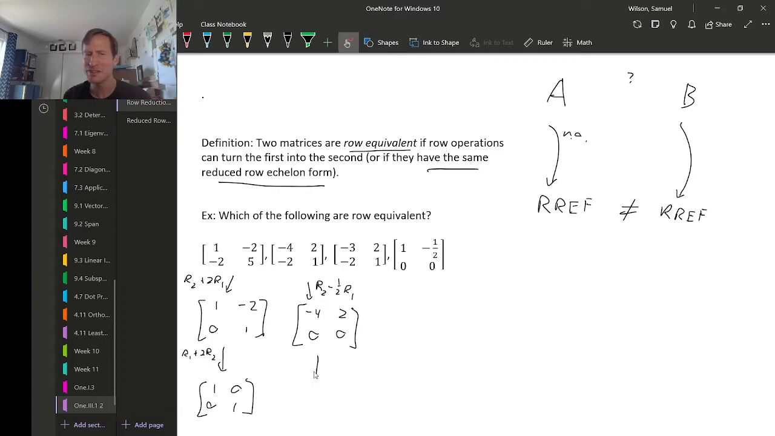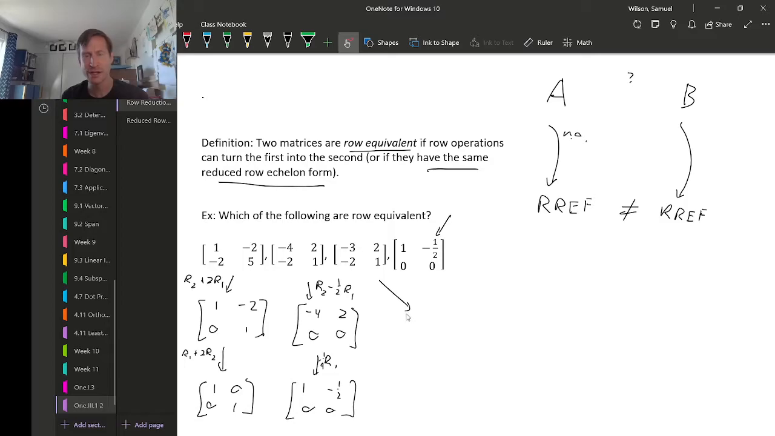And then remember, we need to go to reduced row echelon form. So now let's take row 1 and multiply it by minus 1 over 4. So that's going to give us 1, minus 1/2, 0, 0. Okay. Notice that that's actually exactly the same as this fourth one. So this fourth one is already in reduced row echelon form, so we won't have to do anything else there.